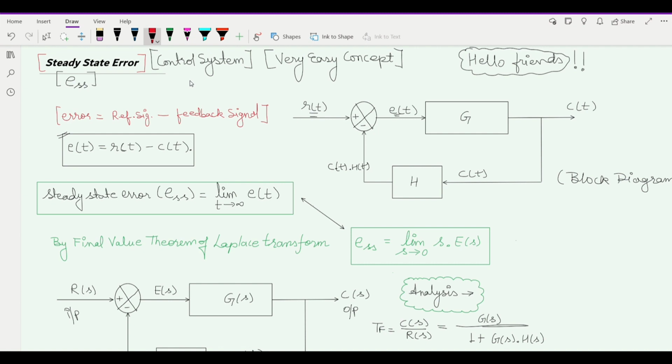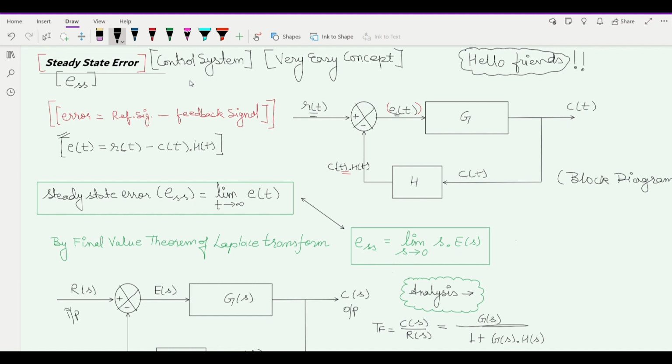Our error signal is nothing but the difference of the reference signal and the feedback signal. You can see from the block diagram itself that the error signal is the difference of the reference signal and the feedback signal. Here is a slight modification: e(t) is r(t) minus c(t) into h(t). I'll explain this in detail in just a minute.